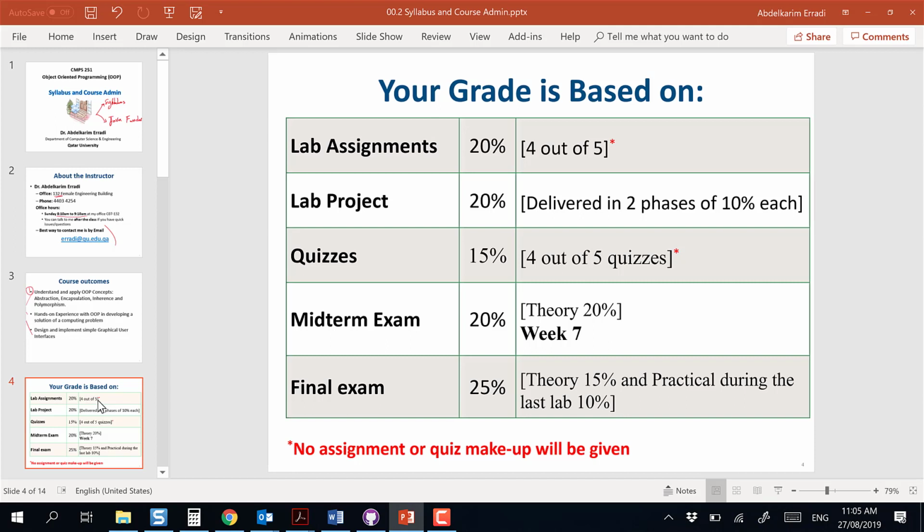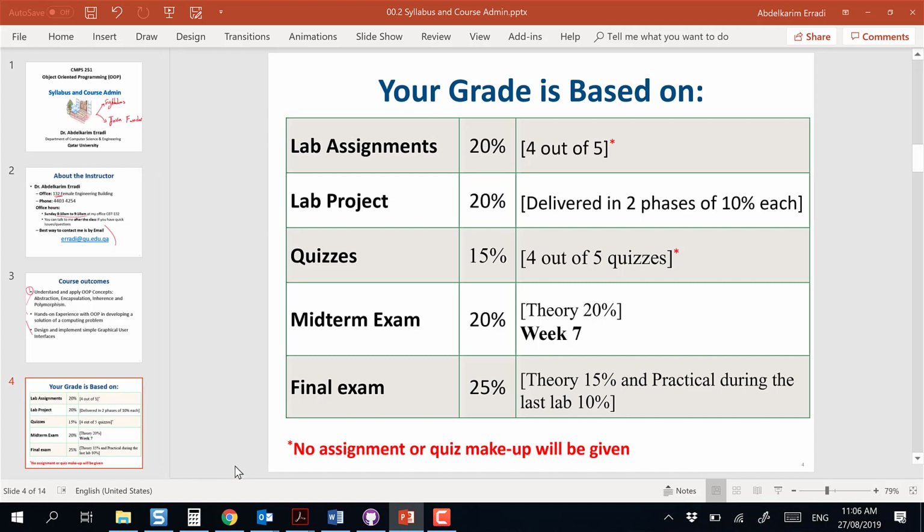Now, for the assignments and for the quiz, no makeup, you have 4 out of 5. If you miss one, it will not be counted. So 4 out of 5 will be counted. So that's basically how it is. Assessment, we discussed it with other instructors. We try to make it as balanced and as fair as possible, not too much overload and not too piece of cake. Something in the middle.